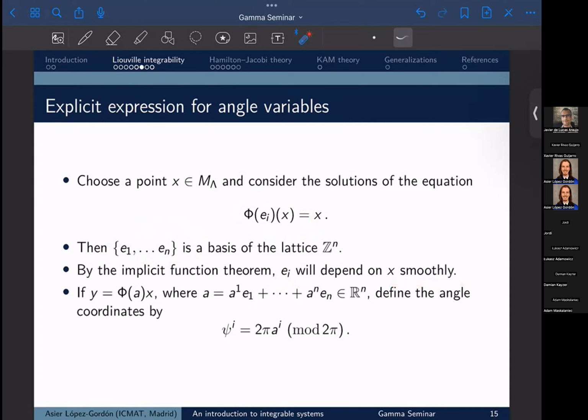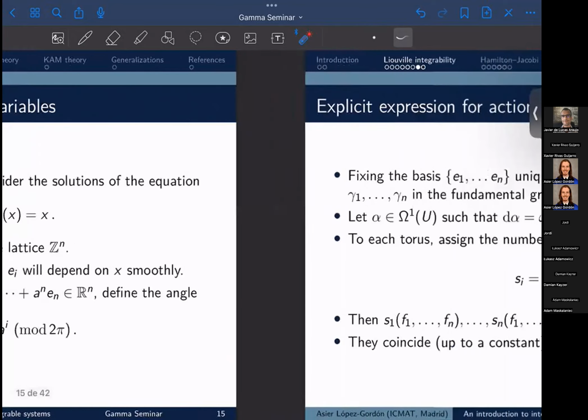Now we consider another point Y of M_lambda, which is given by the action with parameters A on X, sorry. Then we define the angle coordinates in this way. Well, this 2 pi here is a matter of convention. You could not put the 2 pi and then take modulo 1, but whatever.